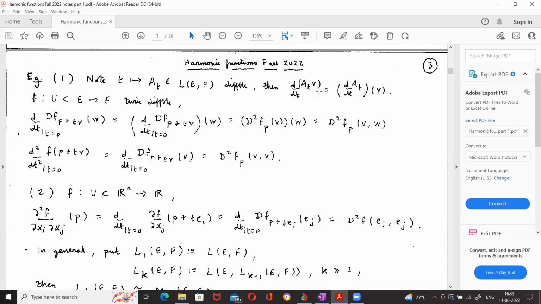By this earlier property, since f is twice differentiable, that means df as a function of p is differentiable. So in particular, df along a straight line p plus tv will be a differentiable curve in the space L(E,F). So by this property, d/dt at t equal to 0 of df of p plus tv of w is the same as d/dt at t equal to 0 of df at p plus tv, the whole thing applied to w. Now, what is d/dt at t equal to 0 of df at p plus tv? By definition, this is the second derivative, d squared f at p applied to the vector v.